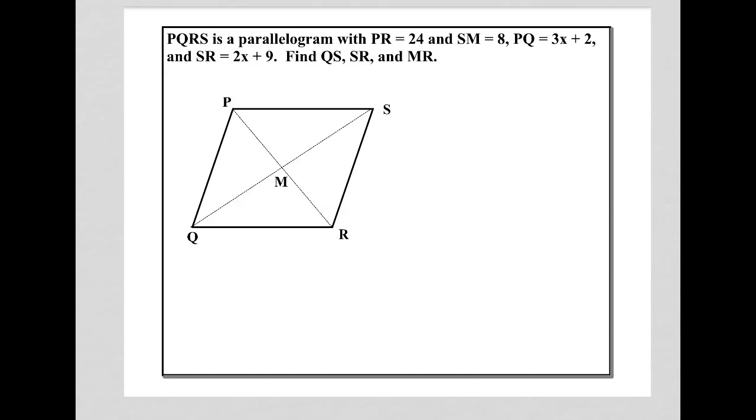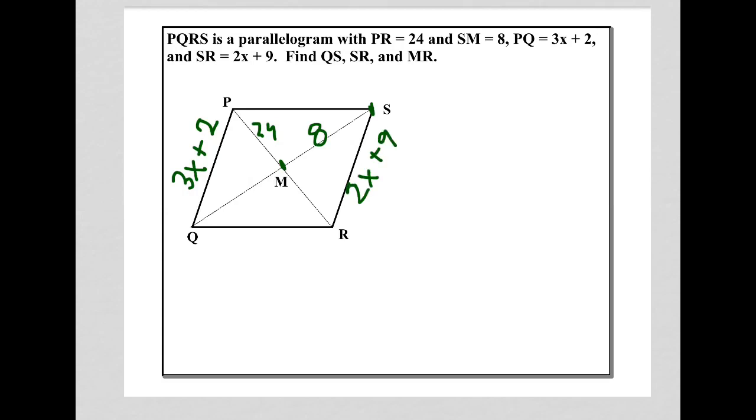Next we have PQRS is a parallelogram. So again, I want to start making markings on my diagram here. I have that PR is 24, for that entire length of PR. I have that SM, just from S to M, is 8. I have that PQ is 3x plus 2. And I have that SR is 2x plus 9.